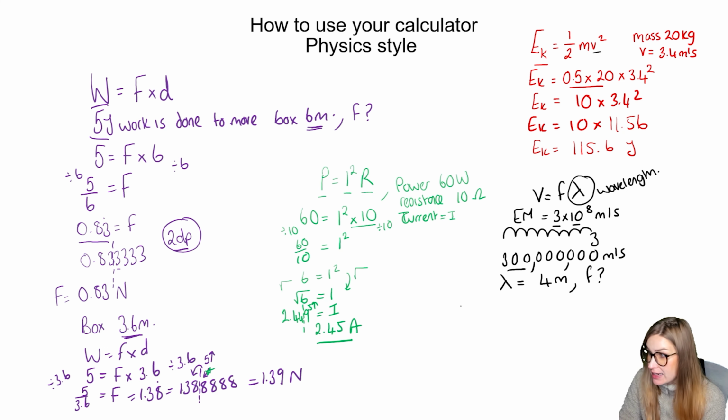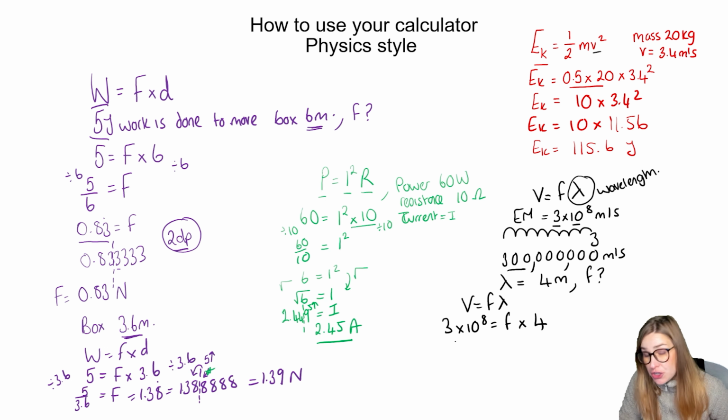So I fill my numbers into my calculator. I know that the wave speed is equal to frequency times wavelength. The wave speed is 3 times 10 to the power of 8, which equals some frequency times the wavelength, which is 4. Now, you can enter the number 300 million in your calculator if you want, but it's quite hard to do because sometimes people forget a 0. So 3 times 10 to the power of 8 is better.